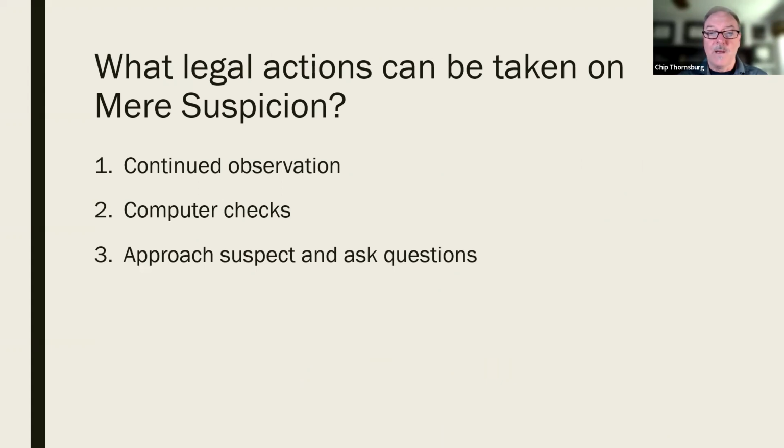If I have that mere suspicion, what can we do at that point? We can continue to observe. I shouldn't say search. We can continue to observe our suspect, observe behavior. You can do computer checks, so background checks, criminal history checks. For law enforcement, you can run the license plate of the car because you're thinking something's not quite right, and verify insurance status, those things.